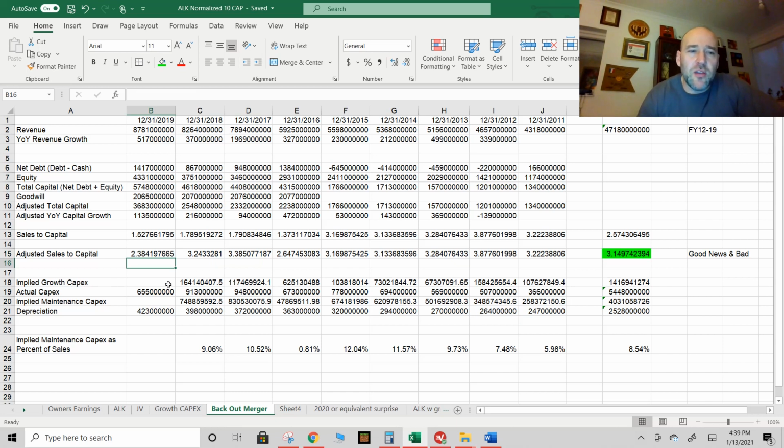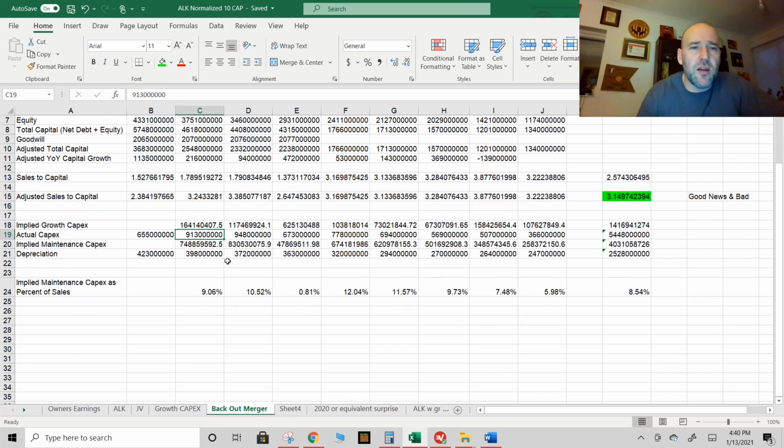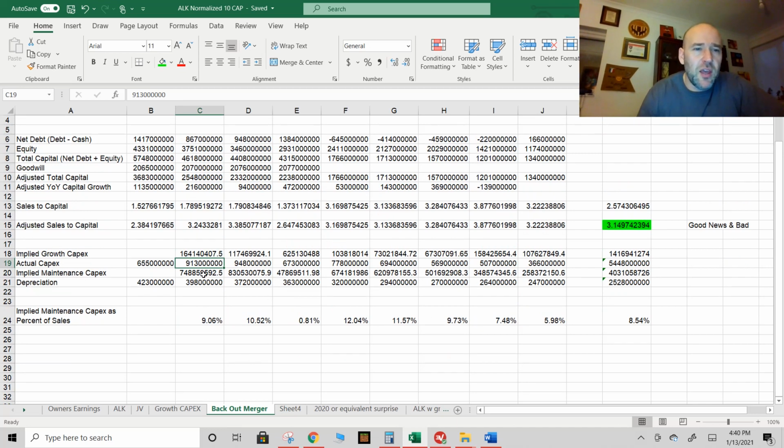So moving on, I used the new sales to capital numbers to come up with new implied growth capital expenditures. Same way that I did before for the sales to PPE and sales to capital methods that I used. So basically just take the incremental sales and then divide it by my average number for the sales to capital ratio. So I used that 3.15 number there. Then I again put down my actual capital expenditures that we had on the cash flow statement, and I subtracted the implied growth to get my implied maintenance capital expenditure, and put depreciation down so I could compare them.